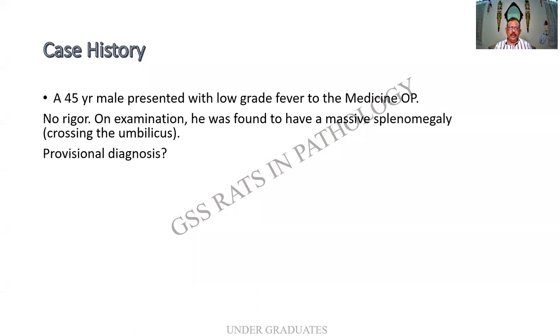A 45-year-old male presented with a low-grade fever to the medicine OP. There was no rigor, and on examination, he was found to have a massive splenomegaly crossing the umbilicus. What is your provisional diagnosis?